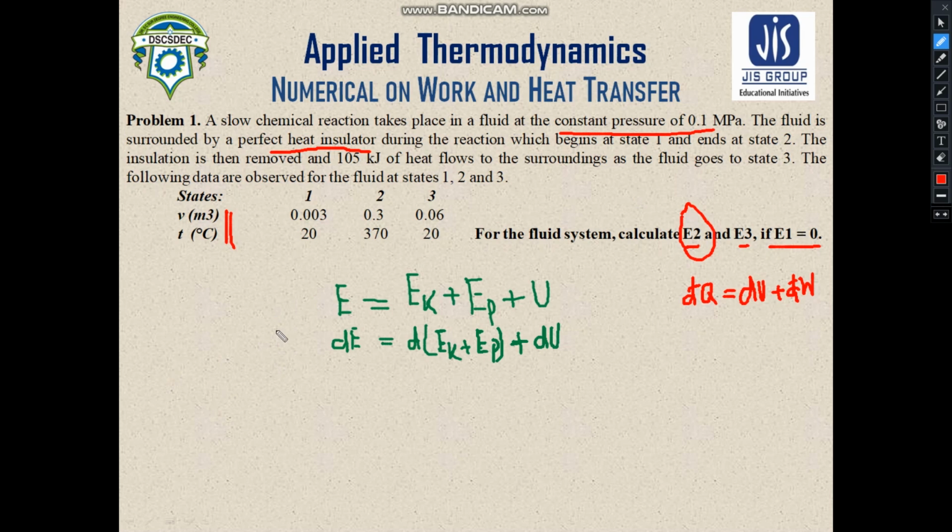Now, while discussing the concept of stored energy, I have told you that energy can be stored in two different ways. One is the macroscopic mode and the other one is the microscopic mode. So this kinetic energy EK and this potential energy EP are the forms of macroscopic energy, whereas this U is the form of microscopic energy.